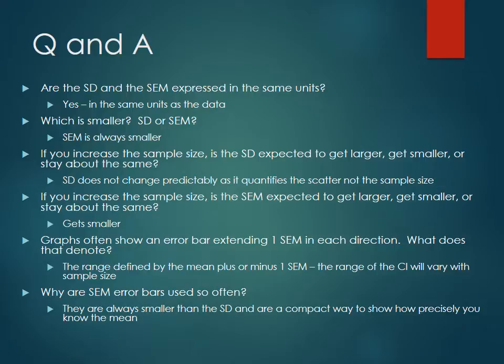So again, it's referencing back how sure you are that the sample mean is going to be representing that population mean. As your sample size gets bigger and those standard error of the mean bars start to shrink, you can be more confident that value is going to be the same as the population mean. And why are SEM error bars used so often? Typically they're smaller than the standard deviation, so it's just a more compact way. It shows how precisely you know the mean of the sample versus the population.